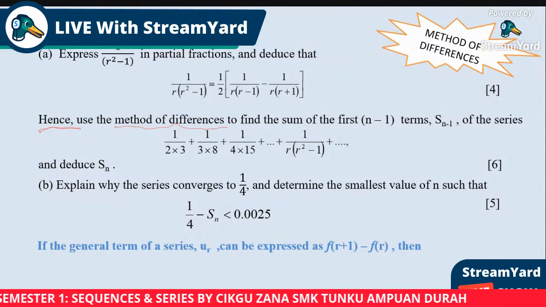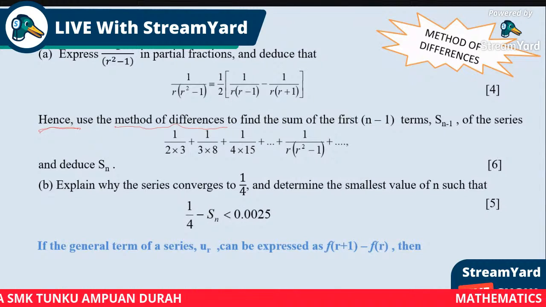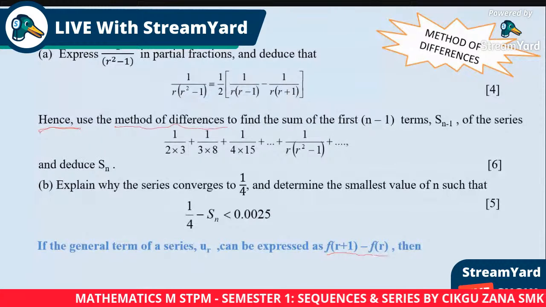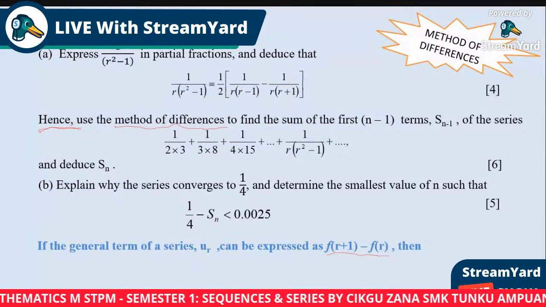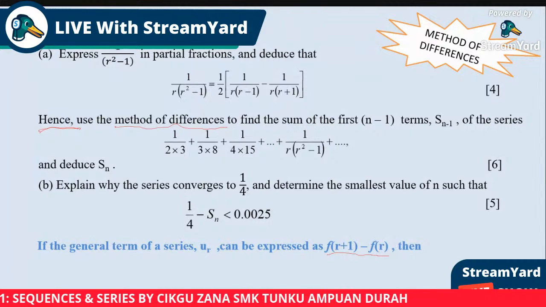Okay, now, what is the methods of difference? Let's say you have the general term U_r that can be expressed as f(r plus 1) minus f(r). Okay, we memorize just this one, easy. Don't memorize the other one. I said I have 2, right? The other day I mentioned there are 2 methods of differences. Stick to 1 method. You won't go wrong.